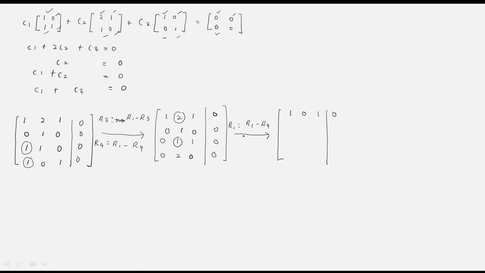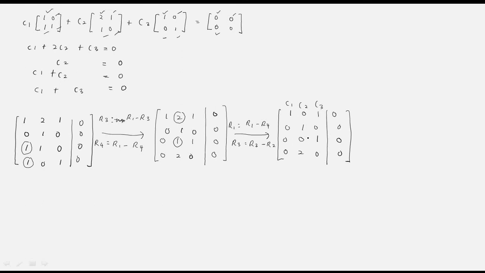Next, we change this, so row 3 by using the second row. So row 3 minus row 2. The second row we just copy. R3 minus R2. 0 minus 0 is 0. 1 minus 1, 0. 1 minus 0 is 1. 0 minus 0, 0. And copy the fourth row. From here we can already see that this one is for C1, C2 and C3.